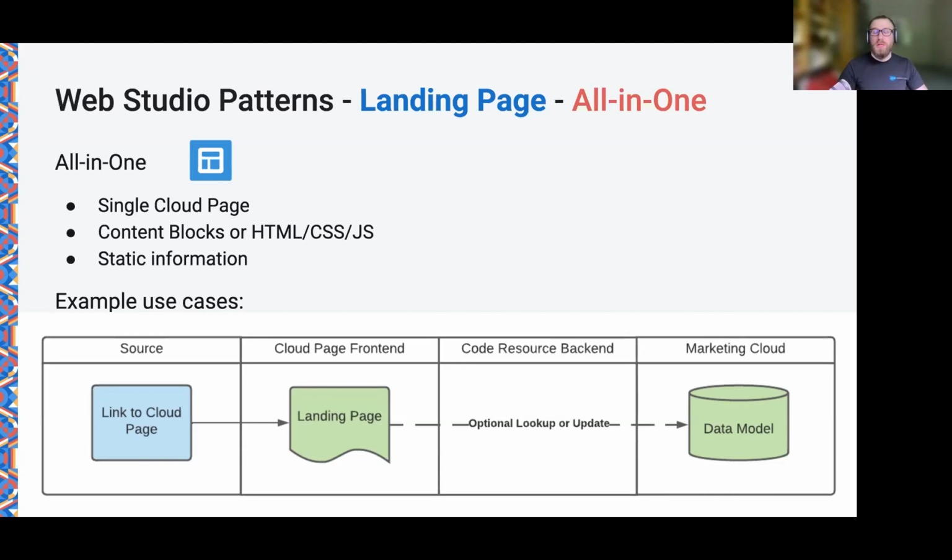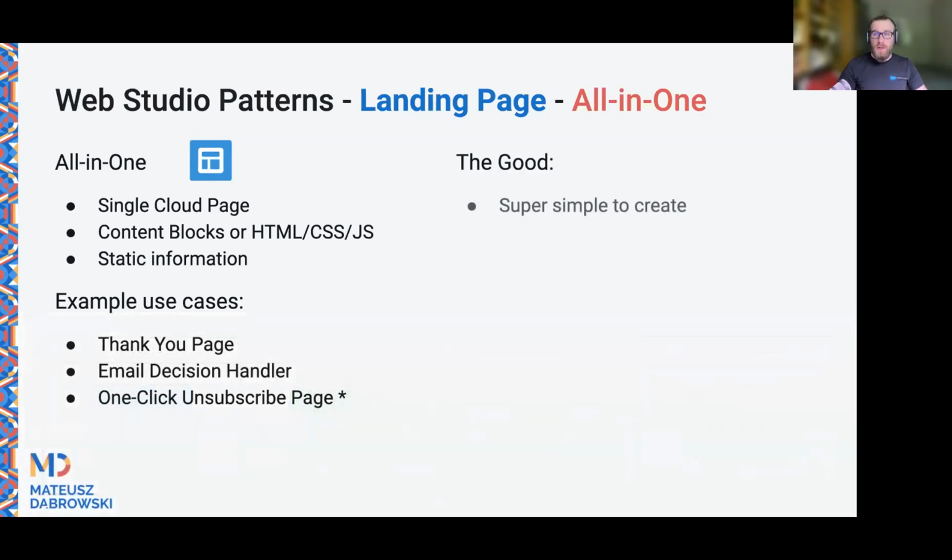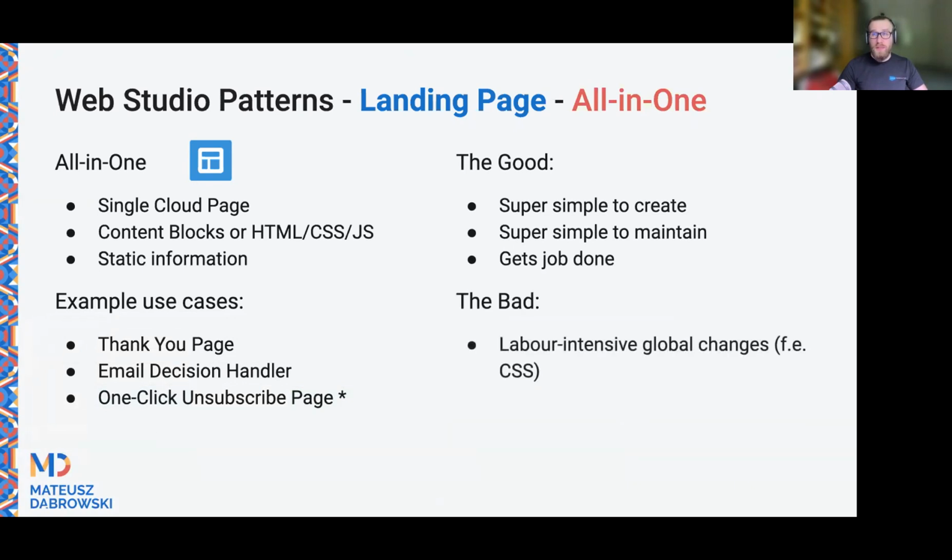Super simple stuff. So when is it useful and a good idea? When you want something super simple to create, when you want something super simple to maintain, when you want something that gets the job done. Again, this solution is just the very basics of what you can create in Web Studio. The bad part: if you have many such solutions and you want to make some global change because, for example, your company changed the branding and now the color is not white, but slightly off-white, and you need to apply this change to all your assets, it will be labor intensive because you will have to go through all those single all-in-one cloud pages and update the CSS there.